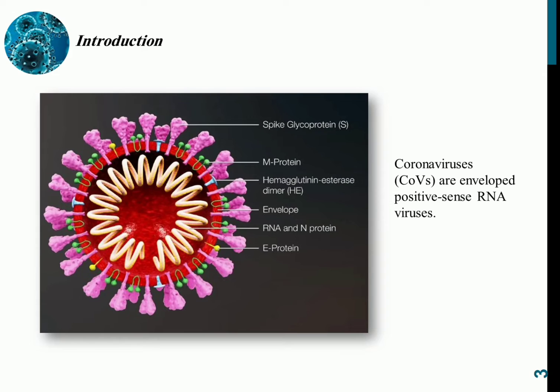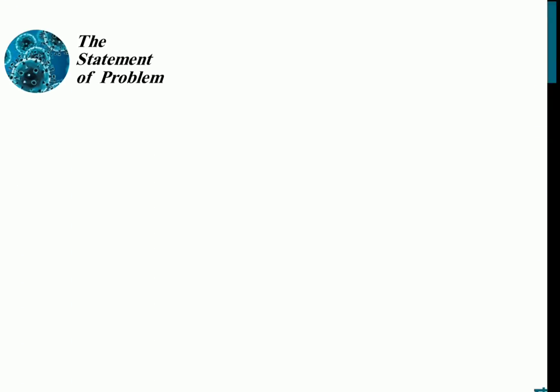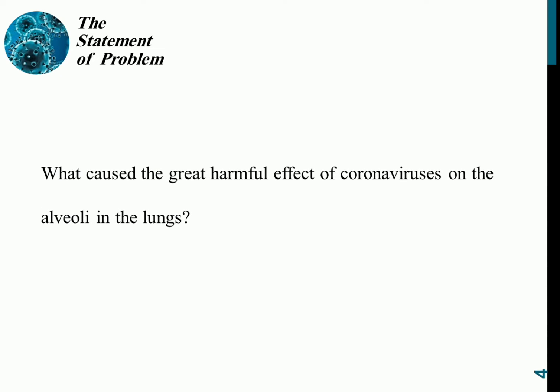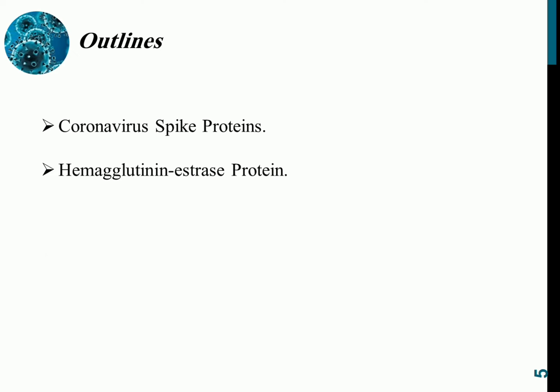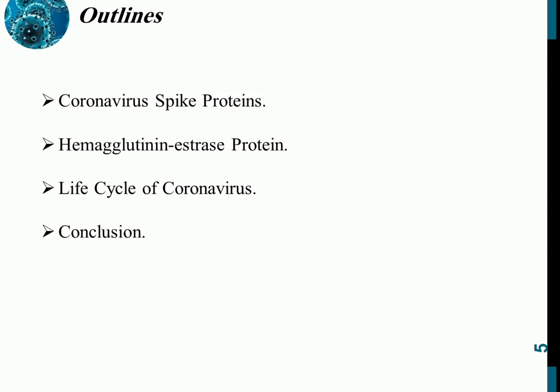Enveloped coronaviruses entering host cells and initiating infection are achieved through the fusion of viral and cellular membranes. Membrane fusion is mediated by its spike protein. The statement of problem: what caused the great harmful effect of coronaviruses on the alveoli in the lungs? To answer this question, we have to mention the outlines, which are coronavirus spike proteins, hemagglutinin esterase protein, life cycle of coronavirus, and then we have the conclusion.